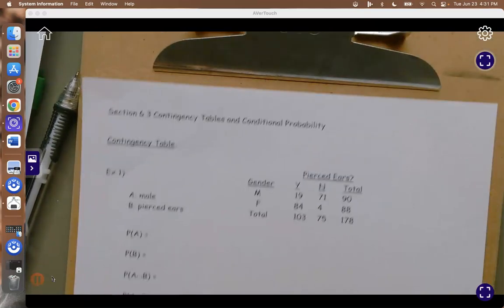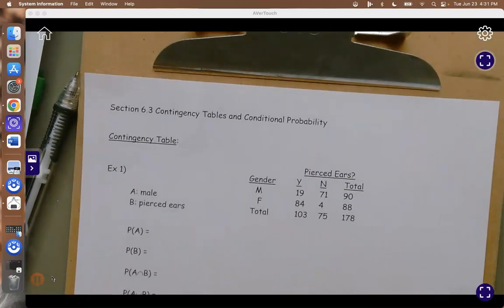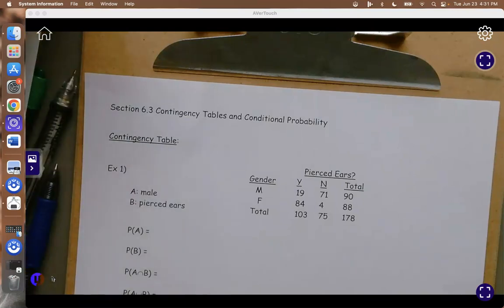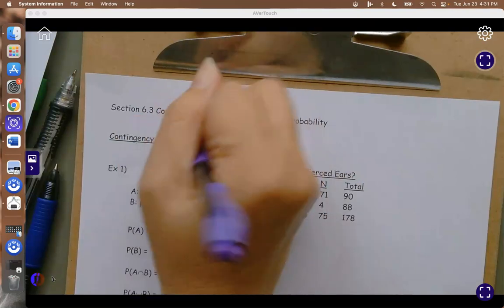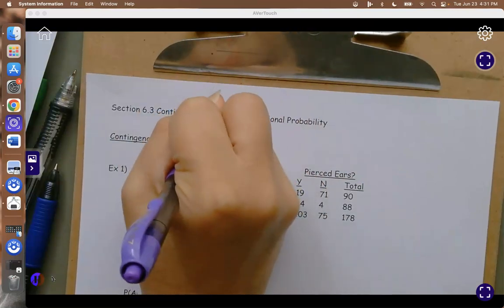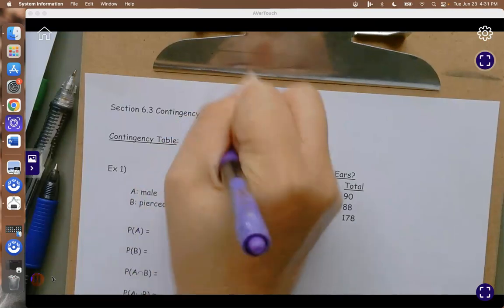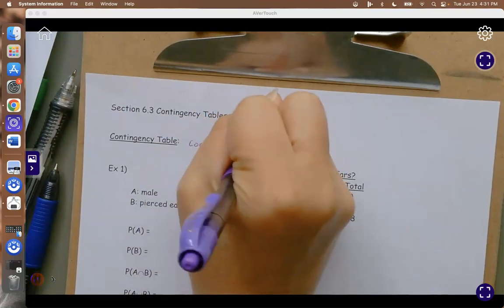Alright guys, so today we're looking at section 6.3, which is contingency tables and conditional probability. A contingency table is a table that compares two variables.